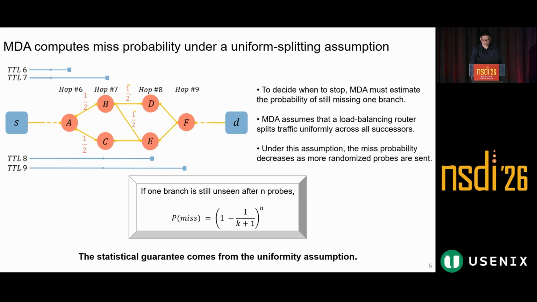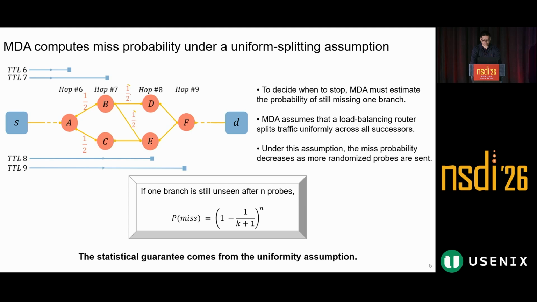Its answer is statistical. MDA estimates the probability that one branch is still missing after sending several probes. It keeps sending randomized probes to the same destination and asks, after these probes, what is the probability that one branch is still hidden? The crucial assumption is that the load balancer splits traffic uniformly. In other words, every successor is assumed to be equally likely. Once we make that assumption, the miss probability becomes easy to compute.